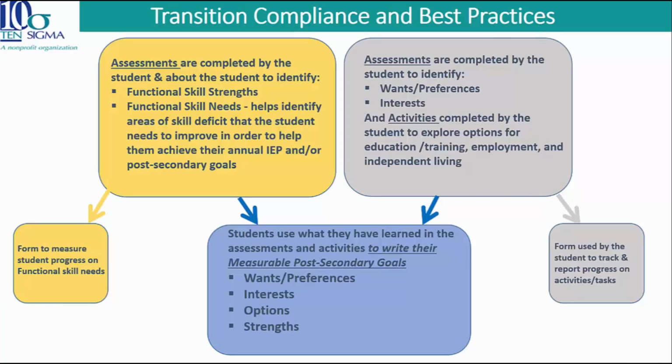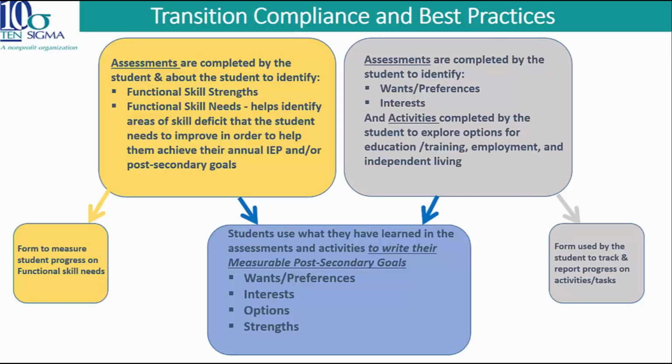Let's now recap and summarize what is needed to have a transition compliant and best practices program that the student takes ownership in. First, you need functional skill assessments that are completed by the student also, not just the IEP team. I'm not going to talk about academic skill assessments here because we know that schools do plenty of these and we have a lot of information that we can put into the PLAAFP.